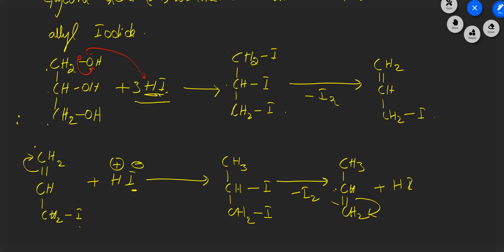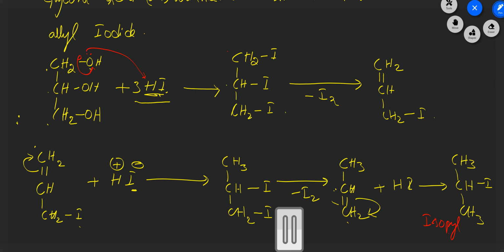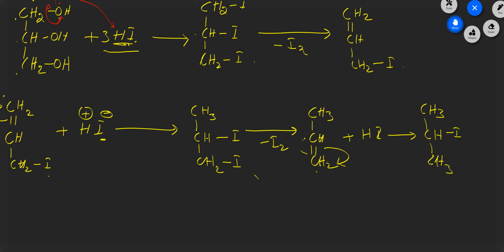Now the H plus attacks the CH2 minus, so it forms CH3. On the middle carbon a positive charge forms, and it is attacked by iodine. What is the name of this one? Isopropyl iodide.